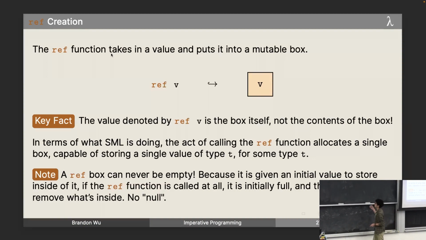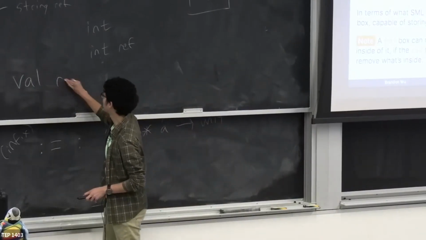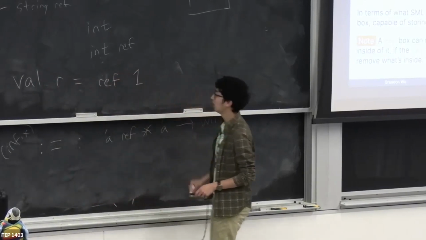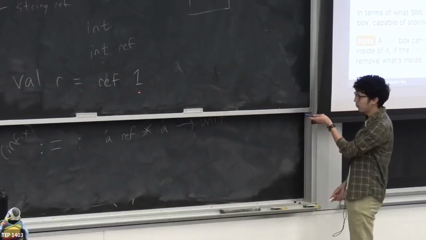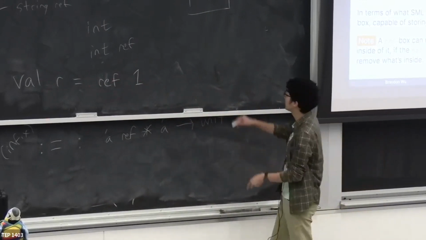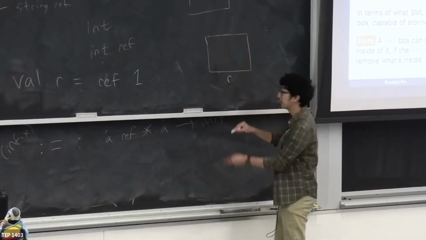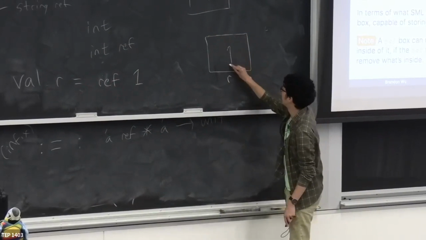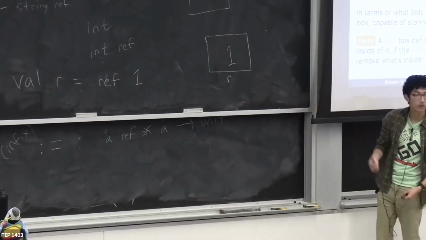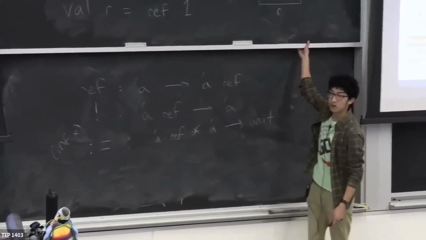Let me give you a very concrete example. If I did something like this, I said val r is equal to ref of 1. I have some pretty diagrams for later. The contents of the box I want to put in are the arguments to ref, so it's 1. So what will happen is that r is now bound to a box, where the box contains 1. Does that make sense? I have plenty more examples to show you. But good question.